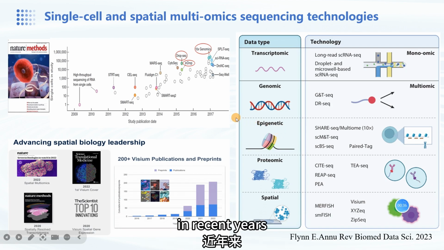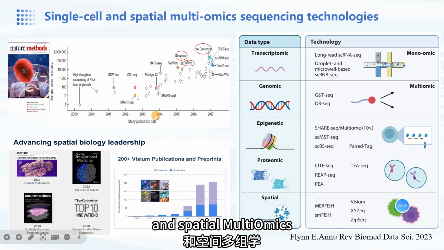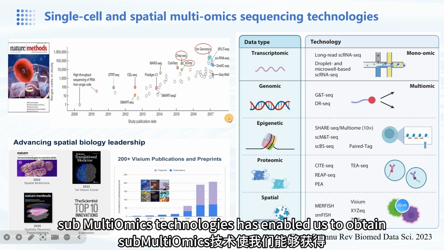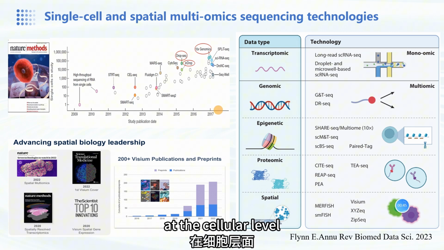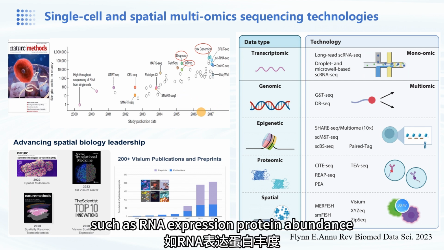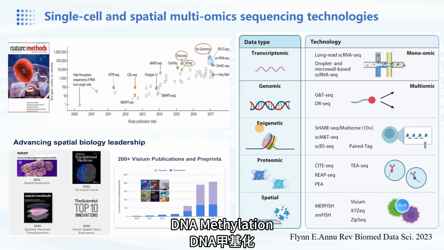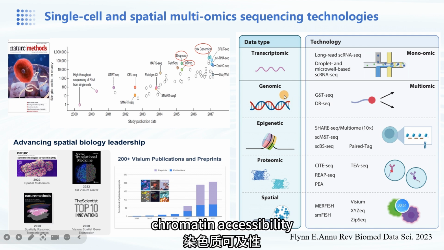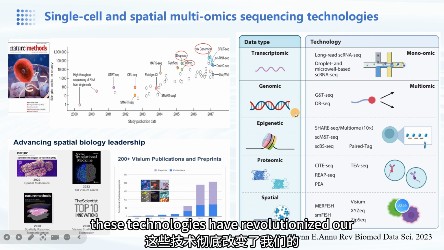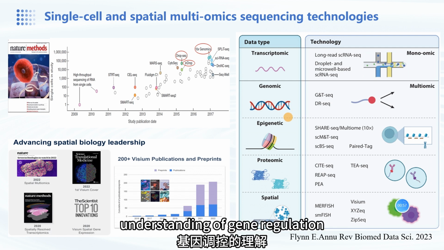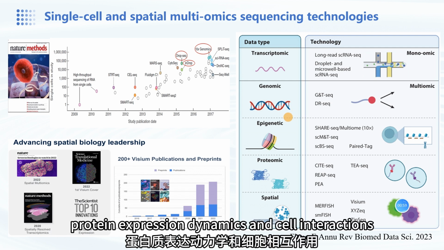In recent years, the rapid development of single-cell and spatial multi-omics technologies has enabled us to obtain multi-omics information at the cellular level, such as RNA expression, protein abundance, DNA methylation, chromatin accessibility, and spatial information. These technologies have revolutionized our understanding of gene regulation, epigenetic variation, protein expression dynamics, and cell interactions.